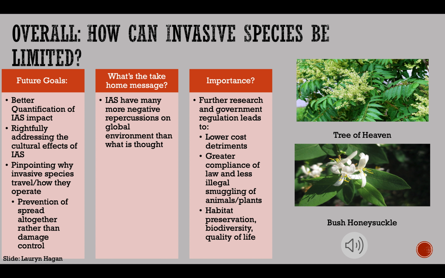To help lessen the effects of invasive species on the world around us, we must address all areas of IAS impact: cultural, financial, and social. To do this, we must better understand how and why invasive species travel and operate, with an overarching goal of preventing the initial spread of invasive species rather than dealing with post-invasive damage control. A primary factor in reaching this goal deals with further research and government regulation, which can lead to overall lower cost detriments, greater compliance of exotic animal travel laws, and higher habitat preservation, biodiversity, and overall quality of human life.